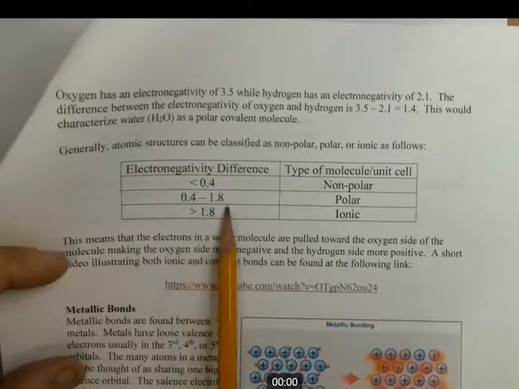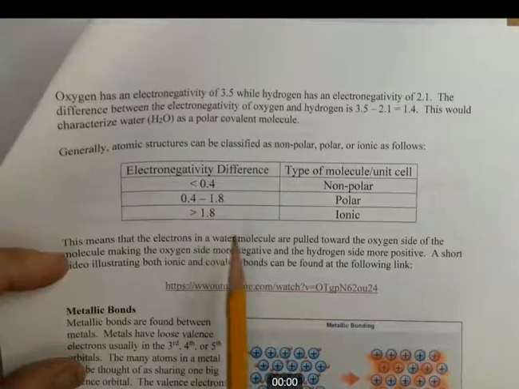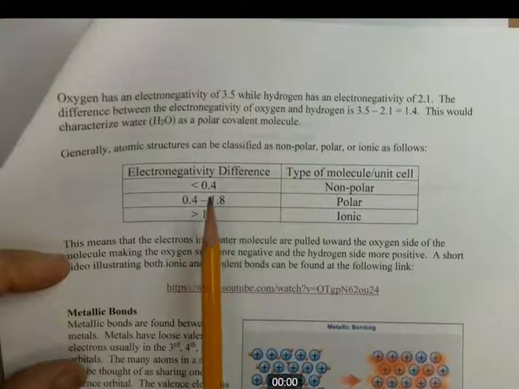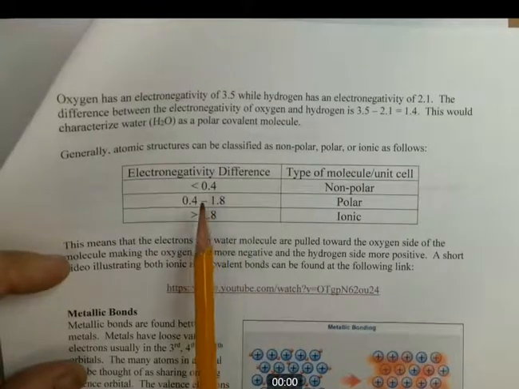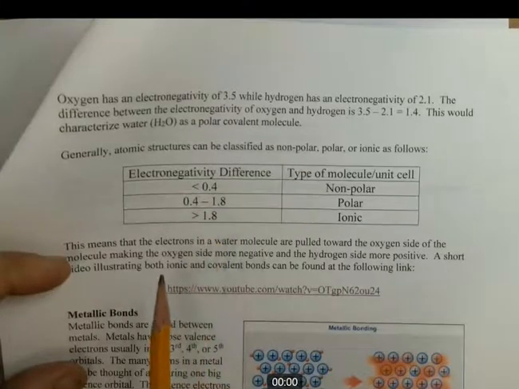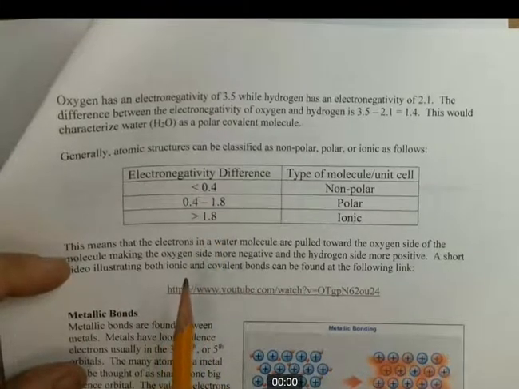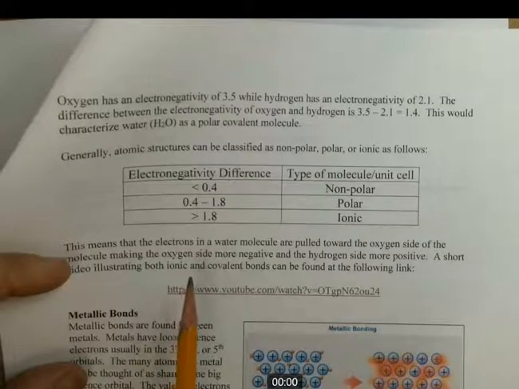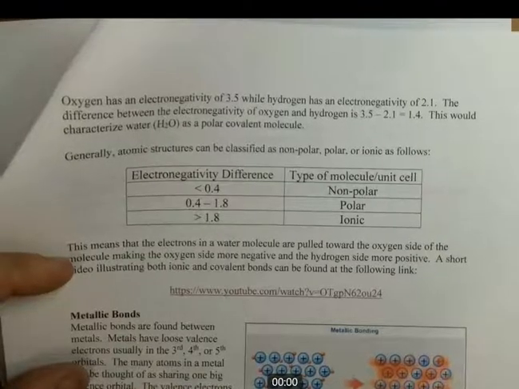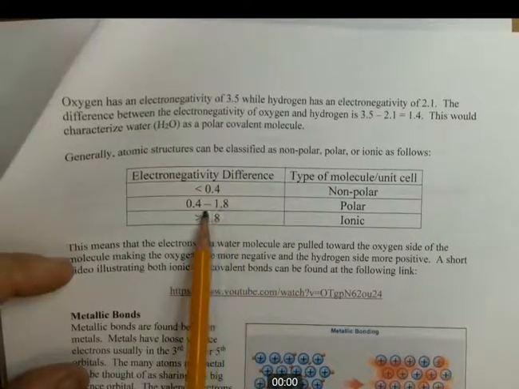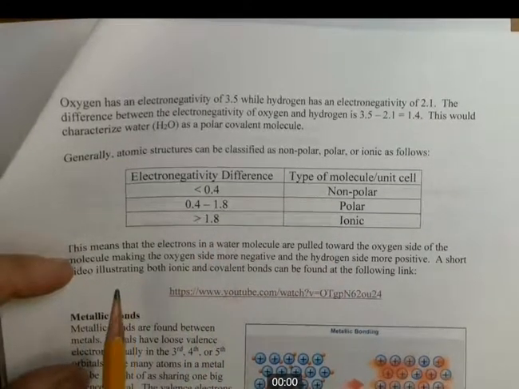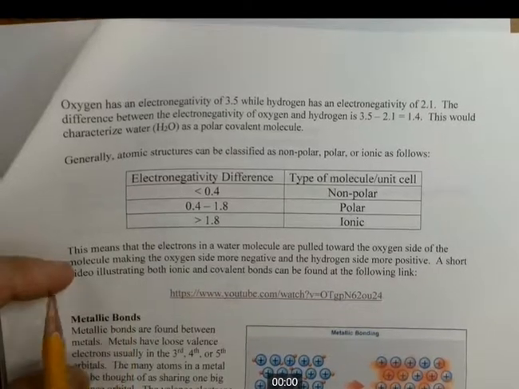If it gets to 0.4 to 1.8, and by the way, these numbers may be slightly different in different books, but these are pretty good numbers to work with. If it's in between these two numbers, it means that one of the atoms is pulling harder on the electrons than the other. Not hard enough to be able to actually pull them away from the other atom, but hard enough to be able to pull them over closer to the more electronegative. So if your difference in electronegativities is between these two numbers, it's a covalent bond, but it's a polar covalent bond. One end is going to be more negative, one end is going to be more positive.